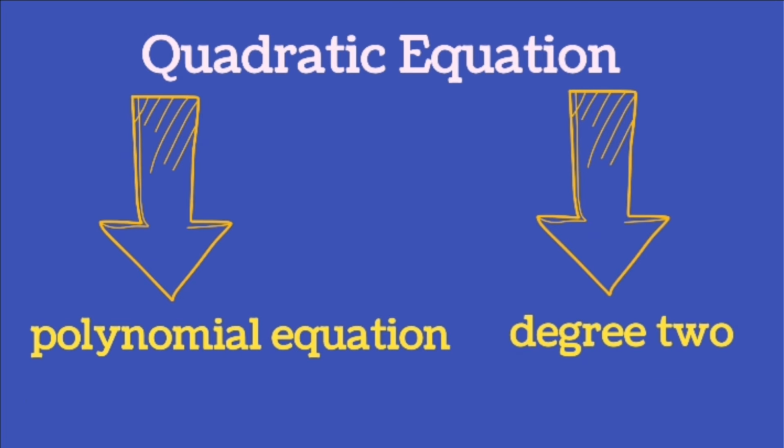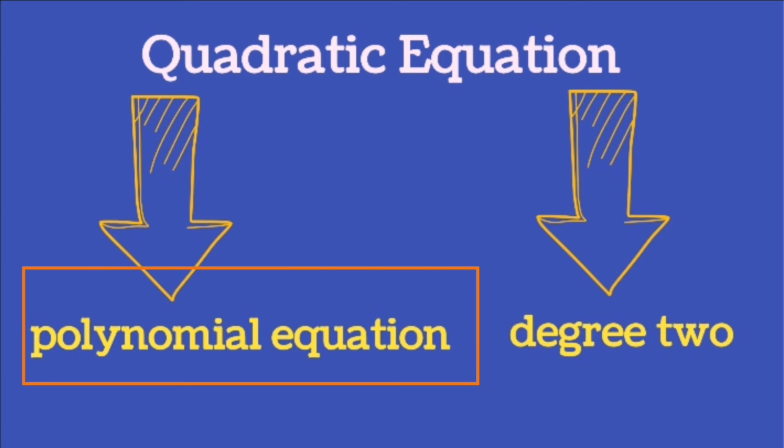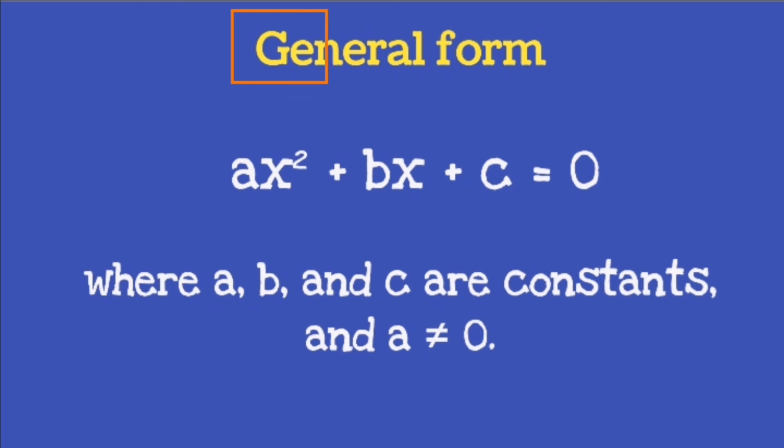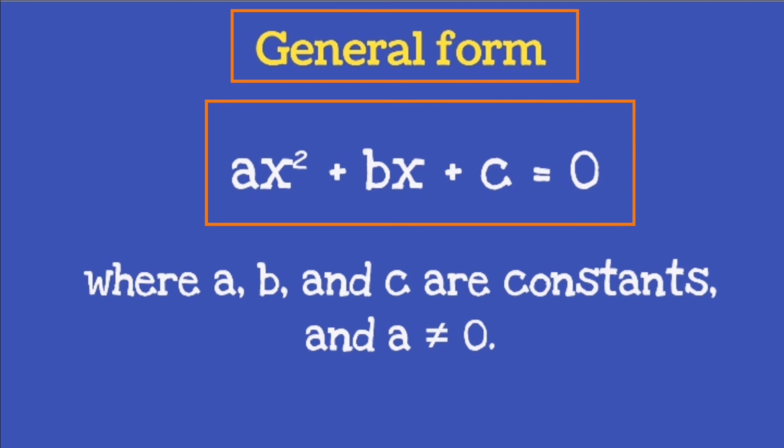Quadratic equations. Quadratic equation is a polynomial equation with degree 2. General form of a quadratic equation. General form of a quadratic equation is ax square plus bx plus c is equal to 0.